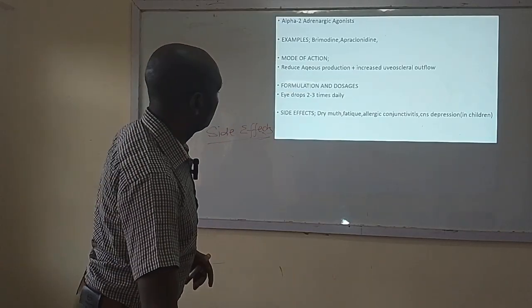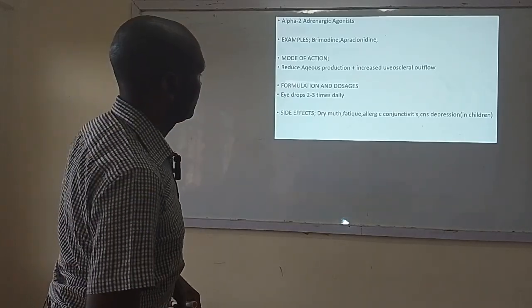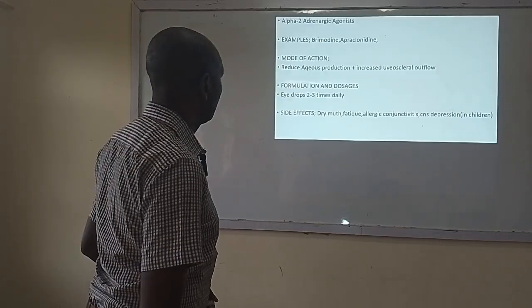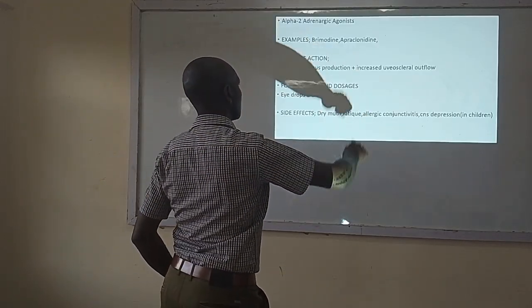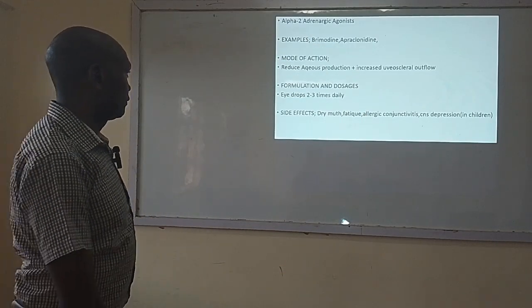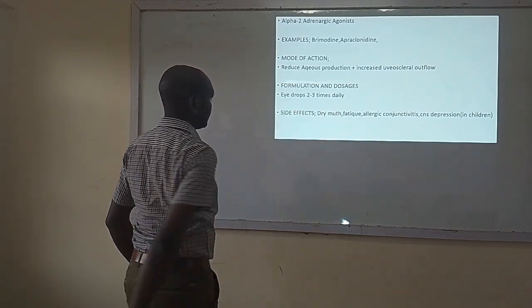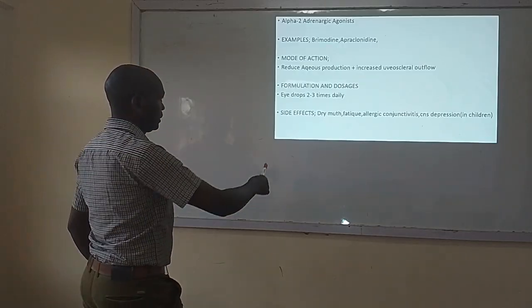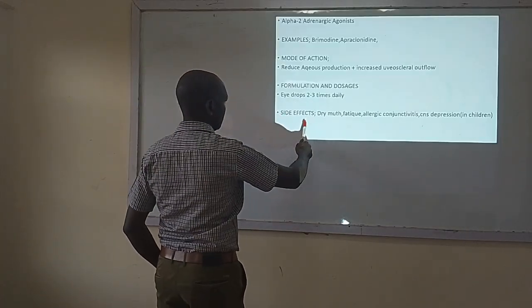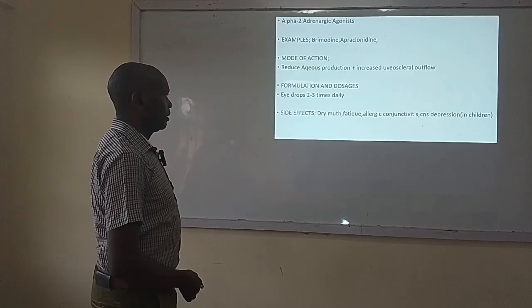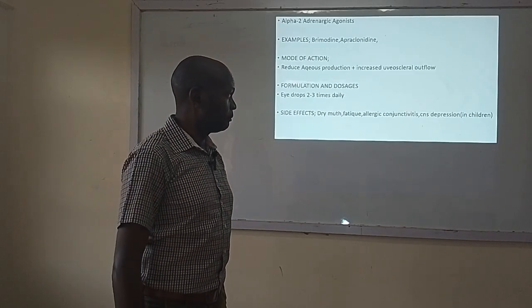We have alpha-2 adrenergic agonists. Examples are brimonidine and apraclonidine. Their mode of action is to reduce aqueous humor production and increase uveoscleral outflow. They come in the formulation of drops, and you give eye drops 2 to 3 times per day. When you are using this medication, you can get some side effects: dry mouth, fatigue, allergic conjunctivitis, and sometimes CNS depression in children.